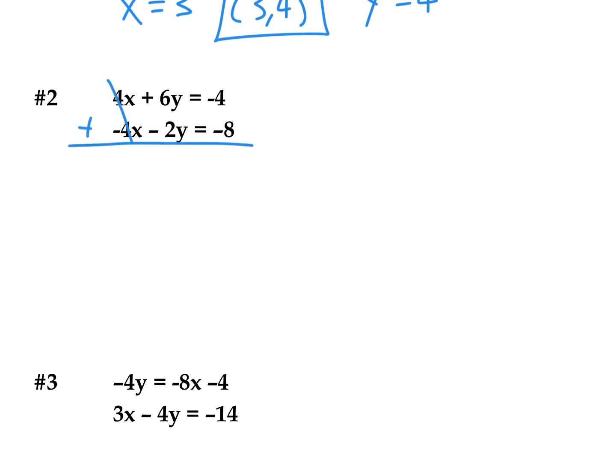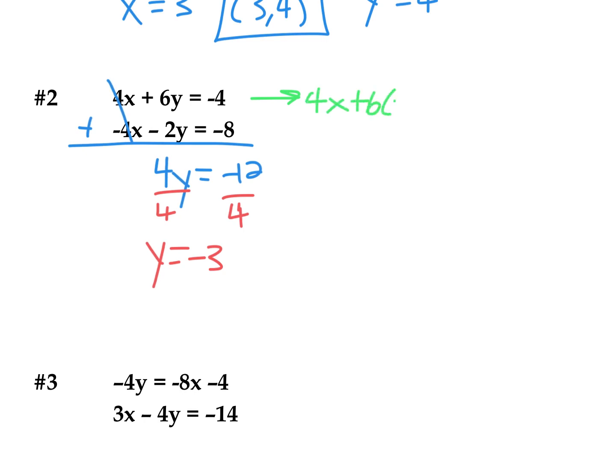4 plus negative 4 eliminates and cancels out. 6 plus negative 2 is 4y equals negative 4 plus negative 8 is negative 12. And now I can divide both sides by 4 and get y equals negative 3. Now I'm going to plug that into either one of my two equations to find my x value. I'm going to take the first equation. So if I take this over here, I have 4x plus 6 times negative 3 equals negative 4.